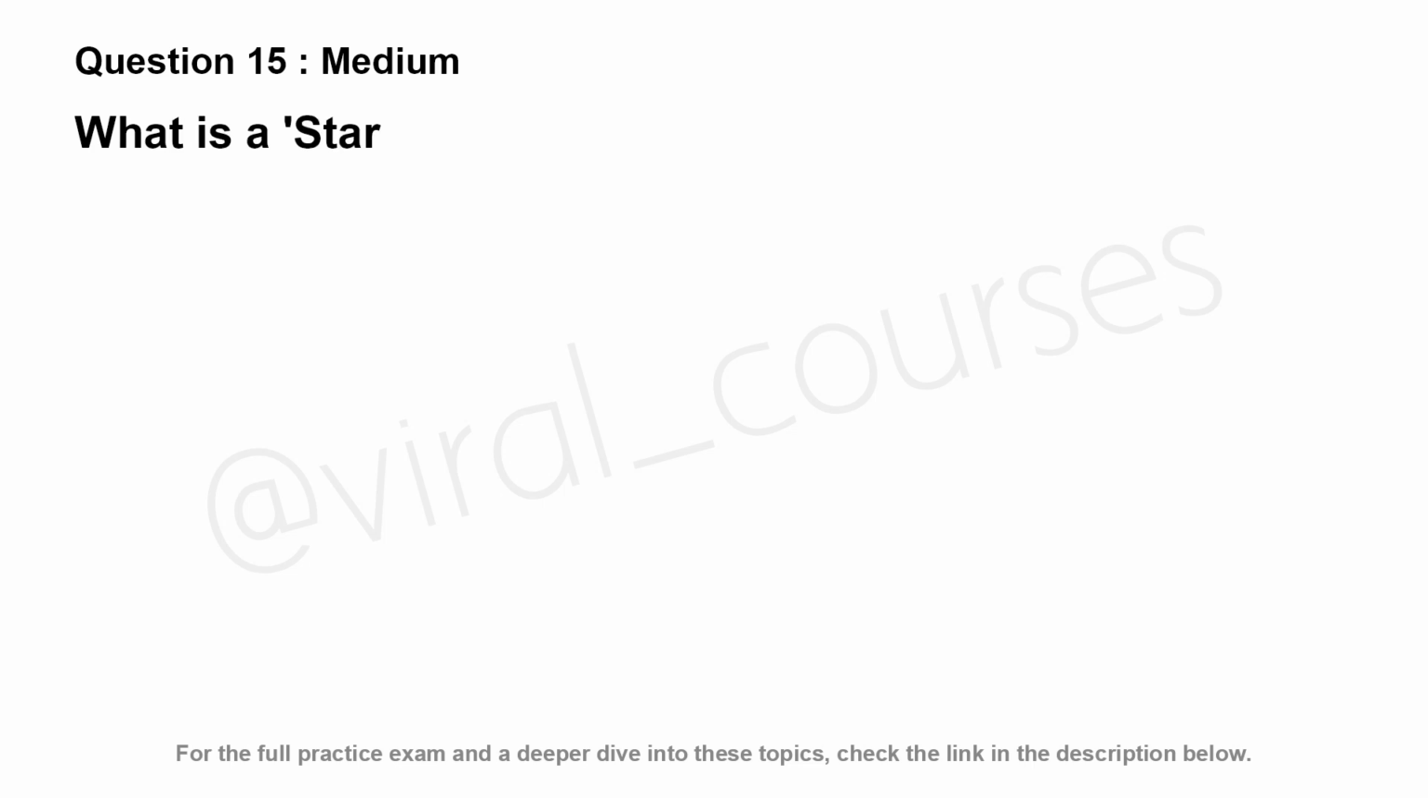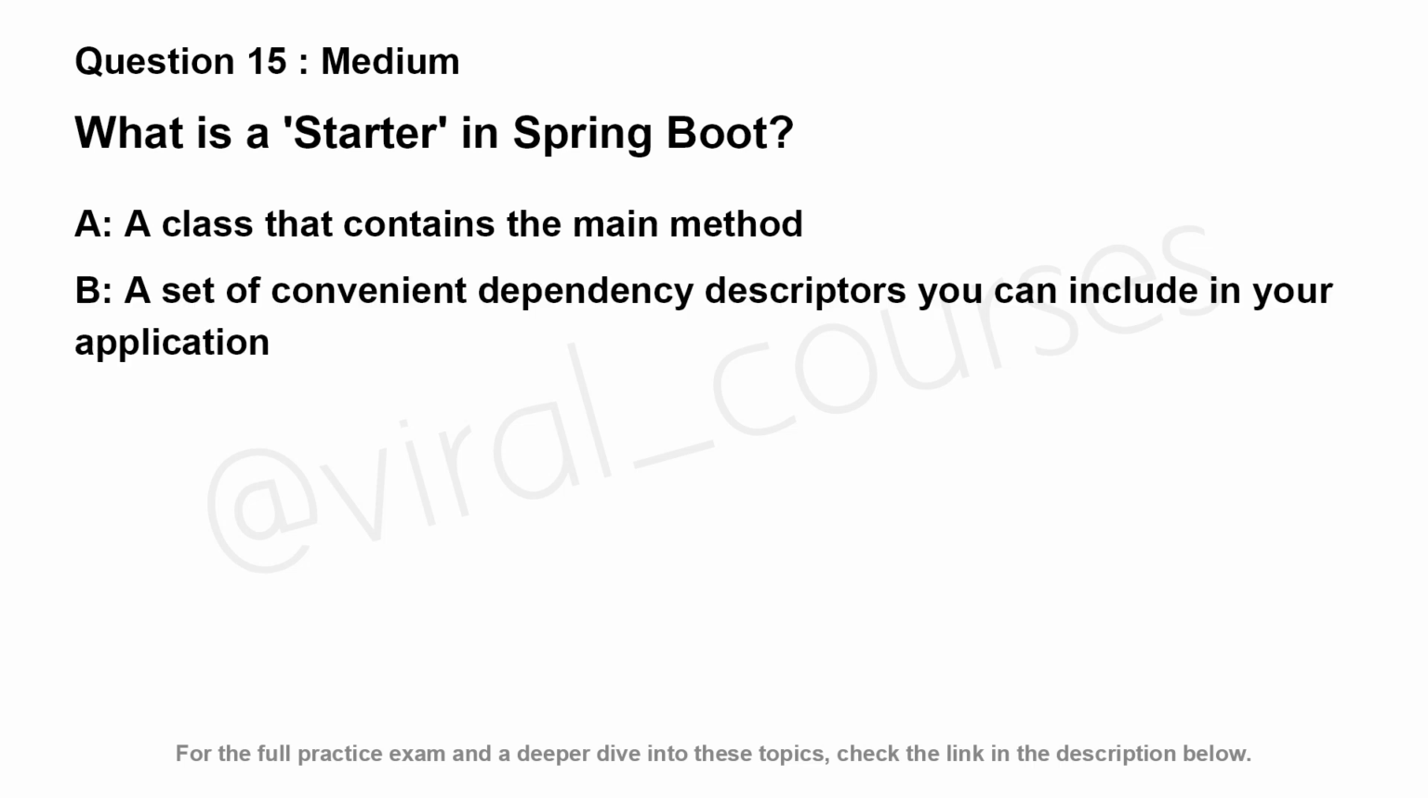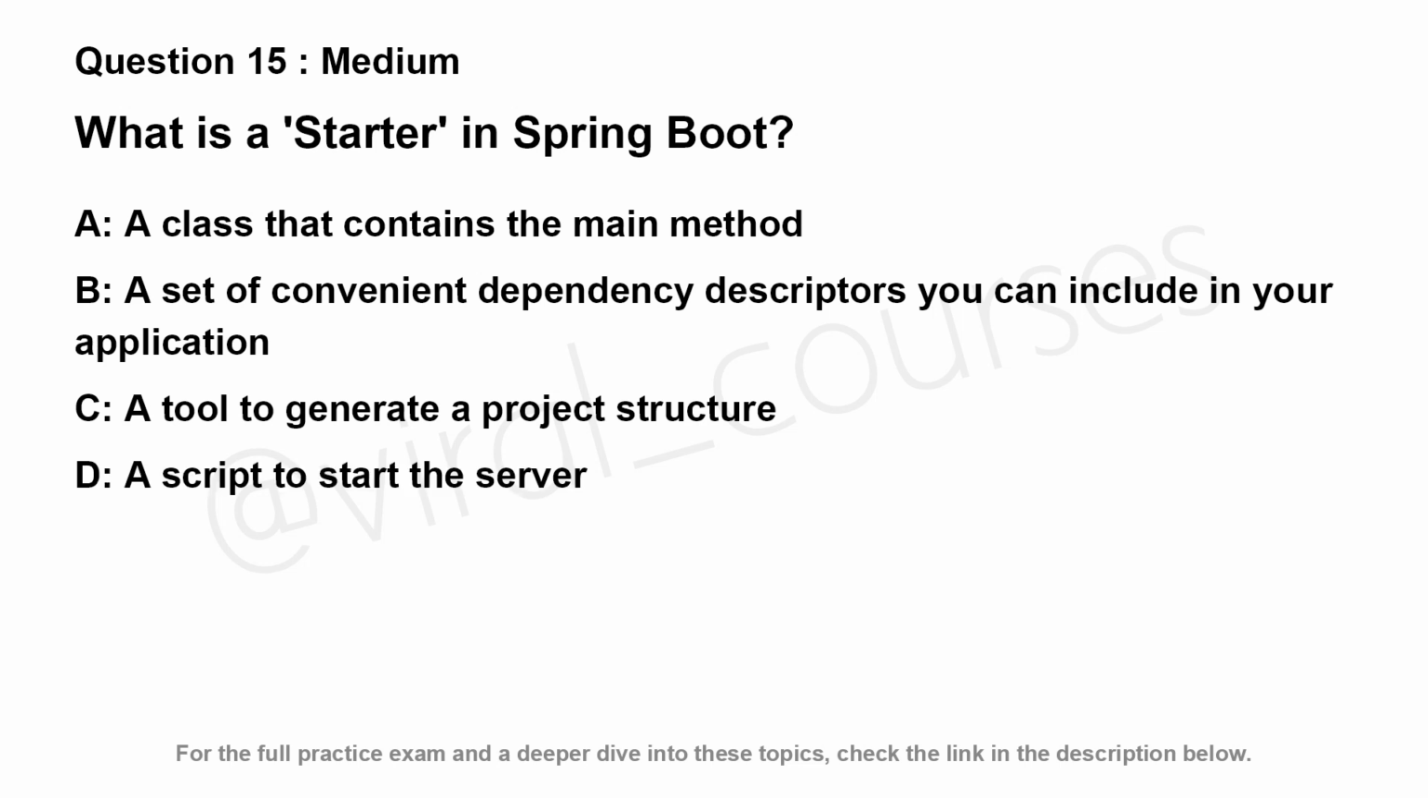What is a starter in Spring Boot? Option A. A class that contains the main method. Option B. A set of convenient dependency descriptors you can include in your application. Option C. A tool to generate a project structure. Option D. A script to start the server.